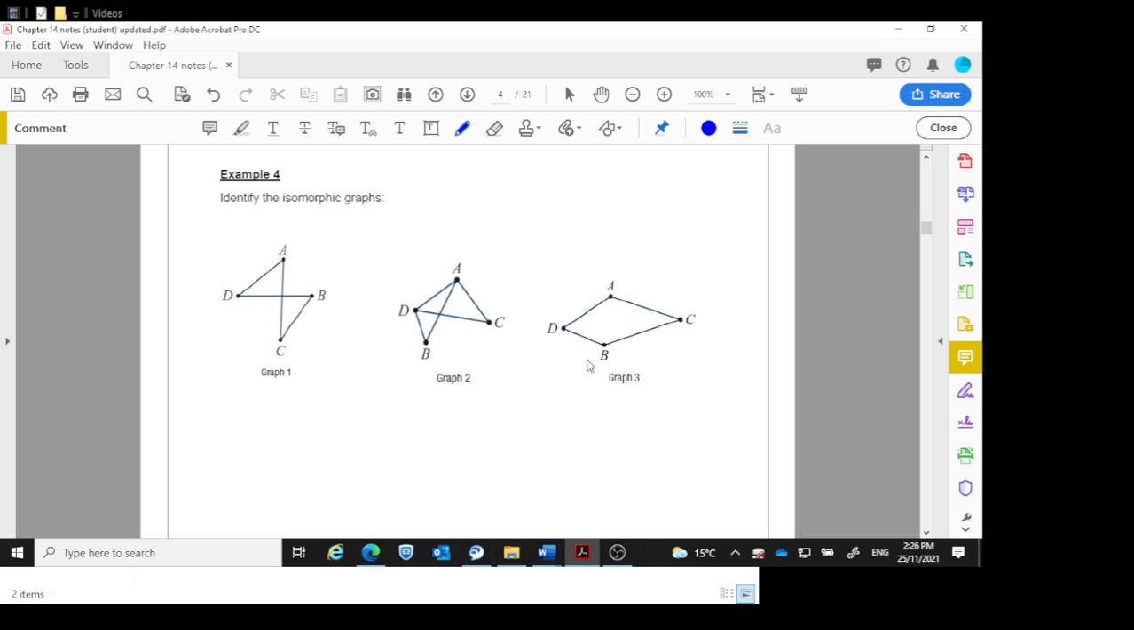Example 4. Identify the isomorphic graphs. Okay, so we need A connecting to D and C. A connects to D and C only. This one connects to B. A connects to D and C. So this one's not. These two are the isomorphic.